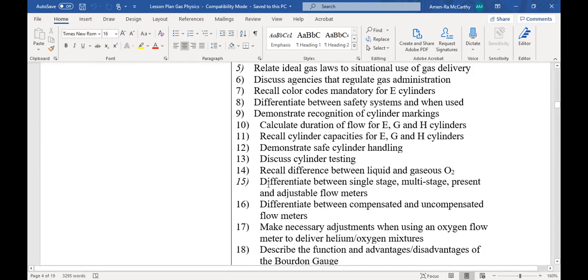Differentiate, how do you say that word? Differentiate between single stage, multi-stage, preset, and adjustable flow meters. Now we're getting into how we deliver the oxygen that we just talked about to the body. How do we get it? Do we just put our mouth on the cylinder?